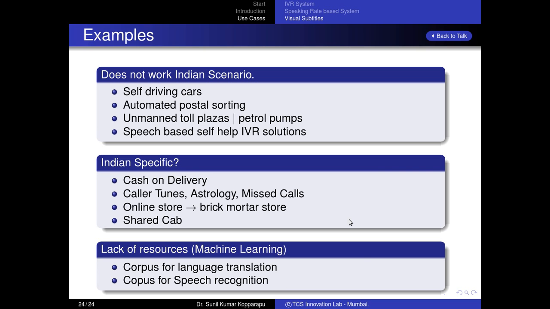And there are several India-specific solutions that people have come up with. For example, Cash on Delivery is something that retailers never thought of elsewhere, but in India that was one of the payment options. Caller tunes or missed calls. Online stores, you wouldn't find them in brick and mortar, but in India you would need them, because we want to feel something before we buy. Shared cab is probably a concept that is very specific to India. And lack of resources: machine learning corpus or things that are not available. How do we build a corpus so that we can use it?